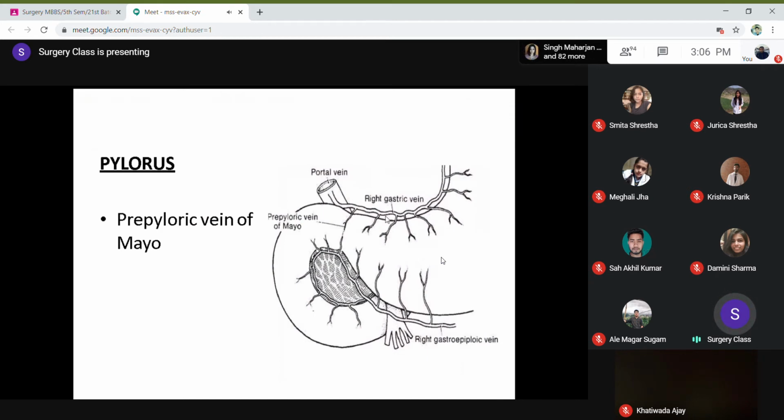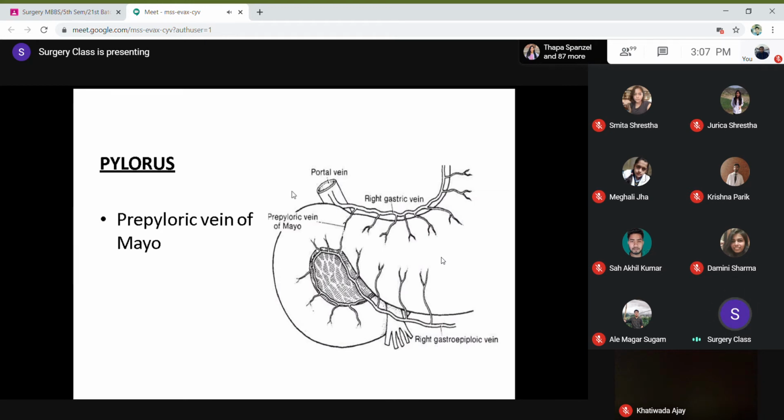You can see the right gastric vein, which is draining into the portal vein, and the pre-pyloric vein of Mayo. That will help when you are operating on a patient. The pre-pyloric vein of Mayo could be the landmark to identify the pylorus. And then you can see the right gastric vein draining into the portal vein. From the pre-pyloric vein of Mayo, it gets drained into the right gastric vein. This is very important.